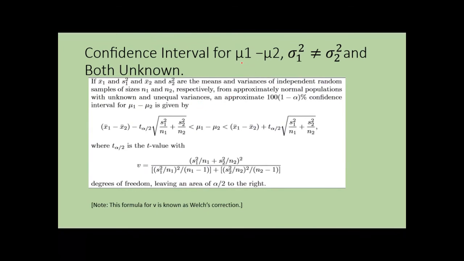Here, third case is the difference between two means. We are going to find the confidence interval the same, x1 bar minus x2 bar, minus here, plus here. Everything is same, but s1 and s2 are different, so we cannot take it commonly outside. We will write inside. Instead of sigma 1 square and sigma 2 square from the first formula, use s1 square and s2 square. That's it. And instead of the z table, we use the t table.